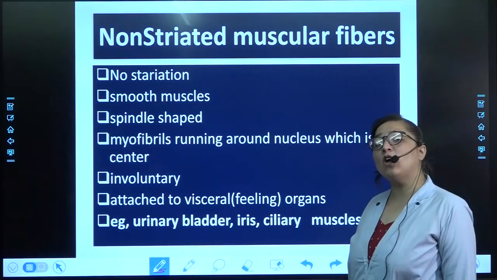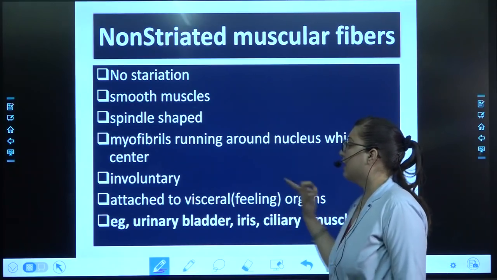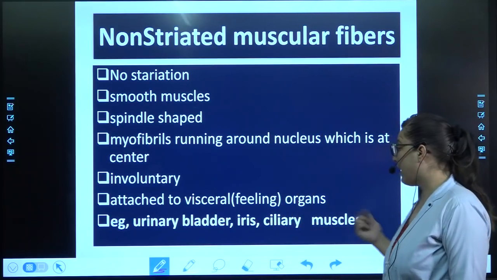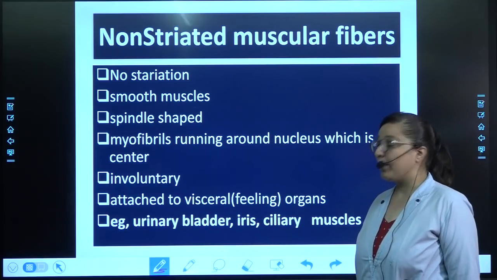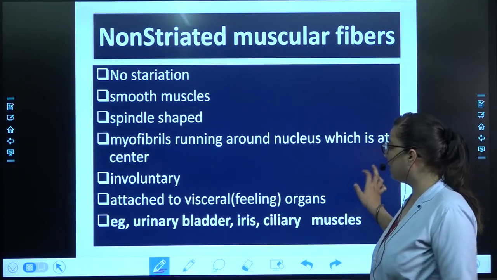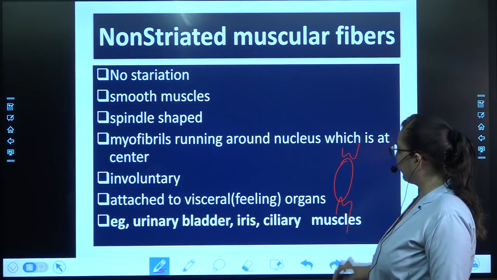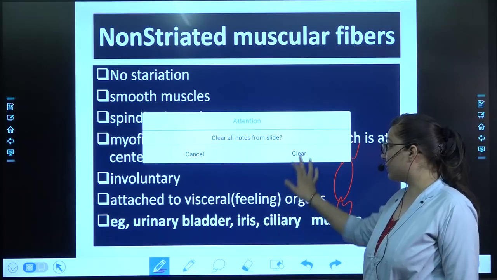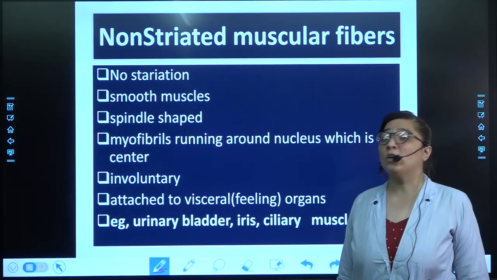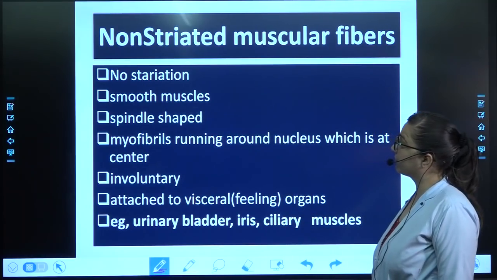Where are they attached? With all the visceral, that is the feeling organ, that is in the urinary bladder, iris, ciliary muscles. We already know that ciliary muscles are over here, they are holding the eye. Iris controls the amount of light which is entering our eye.